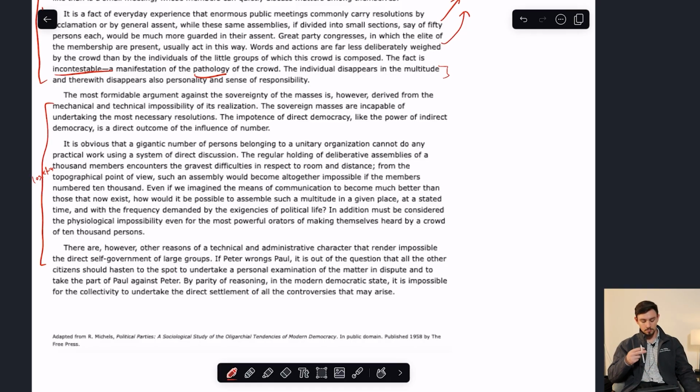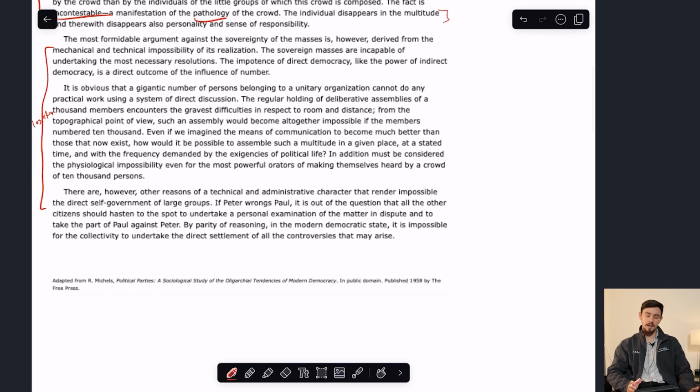By parity of reasoning, in the modern democratic state, it is impossible for the collectivity to undertake the direct settlement of all the controversies that may arise. So that's just kind of what I said there. So if you haven't written out your main idea, take the time to pause this and write it out now, and I'm going to write mine.